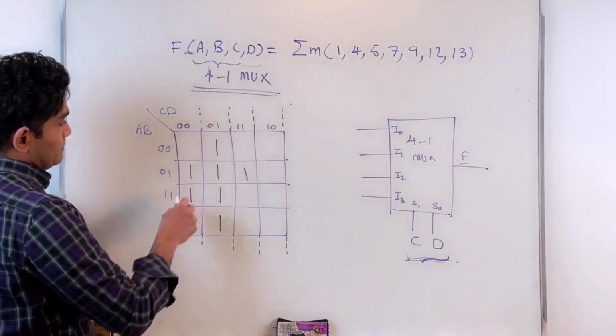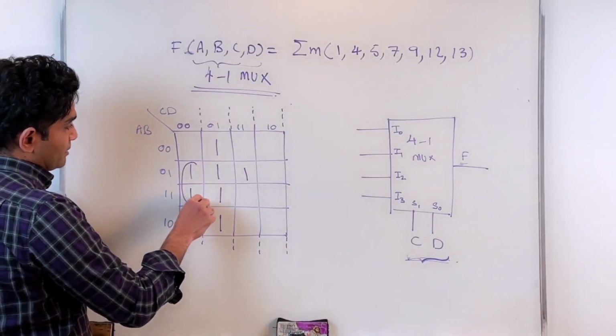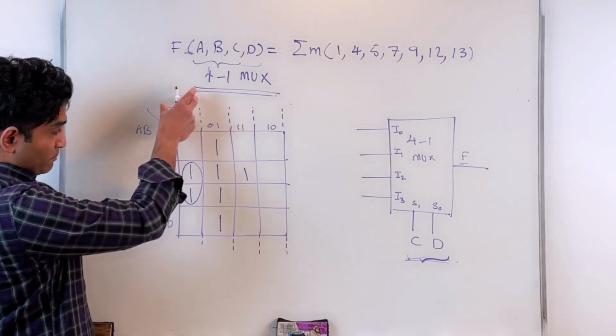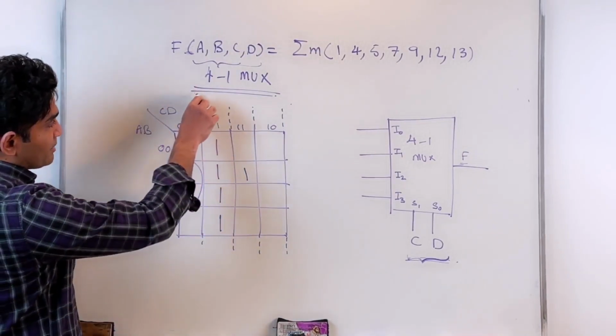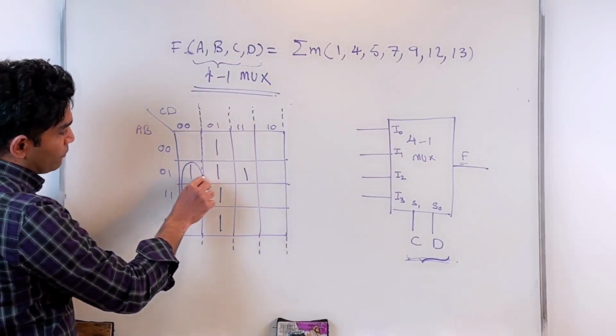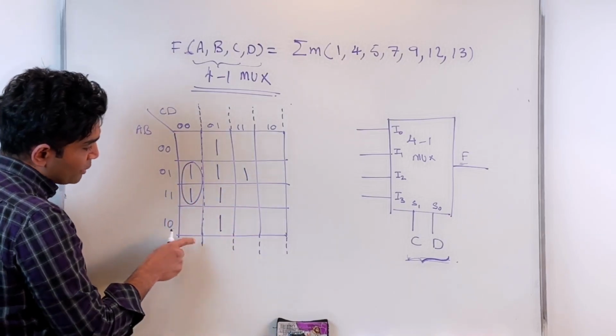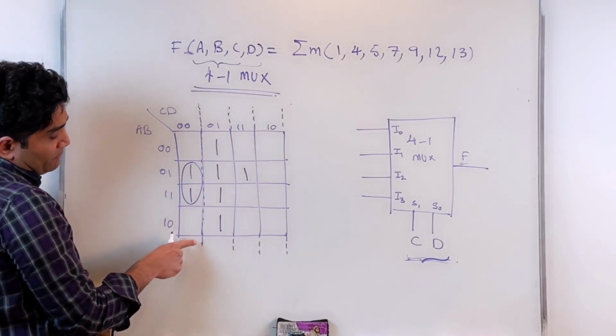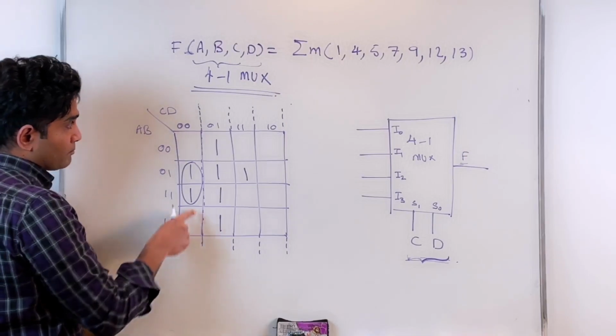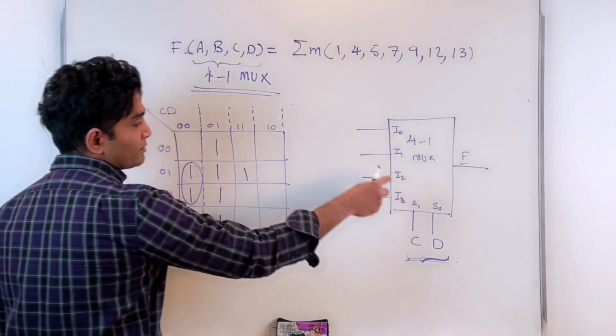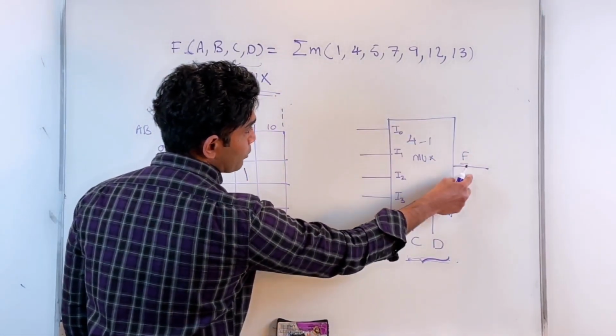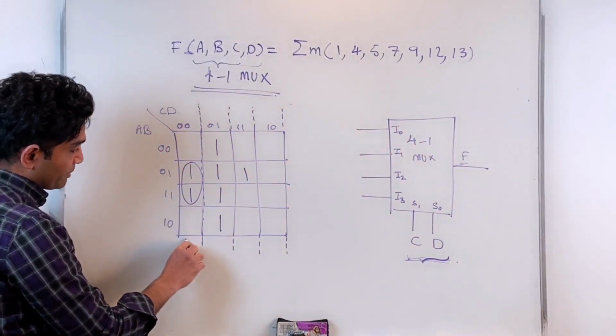So let's do that. So in this case, that's a combination for this particular sub K-map. Again, this particular combination, whatever product term that you obtain here, where should that be applied to? CD 00, CD 00 would route I0 to the output, so whatever you get from here should be applied to I0.